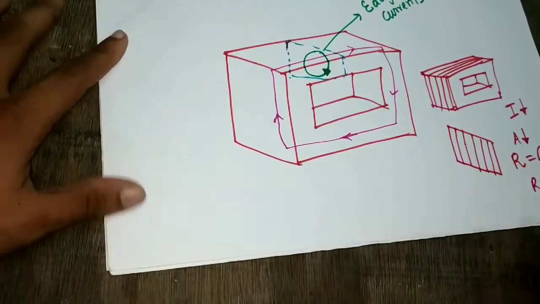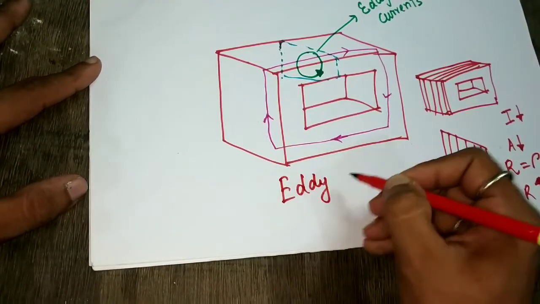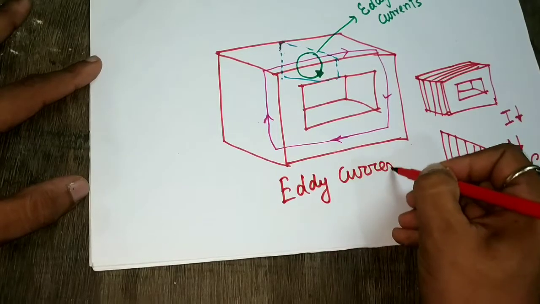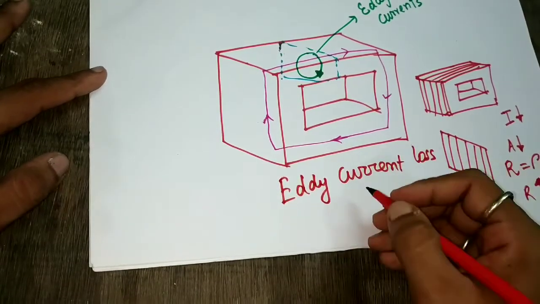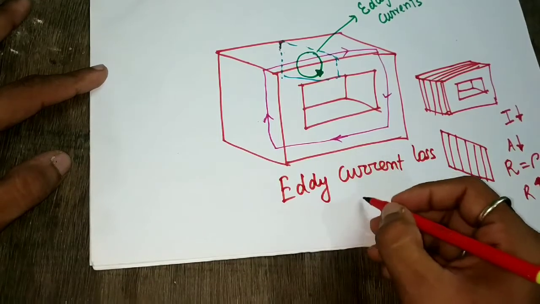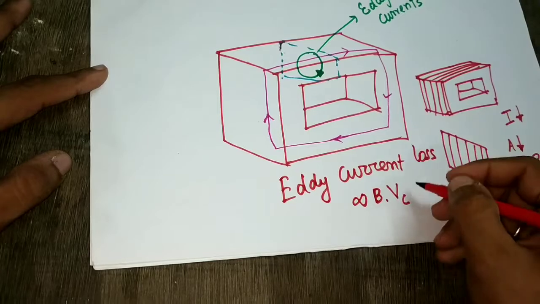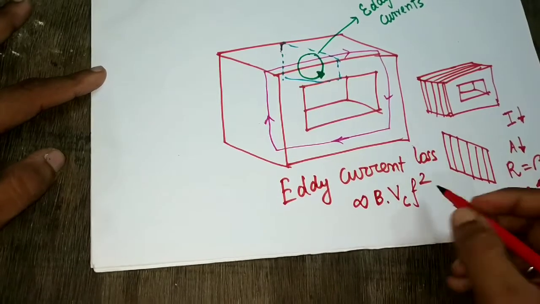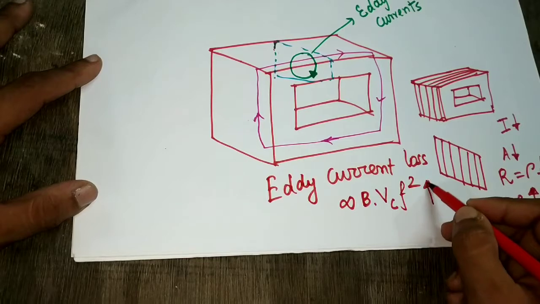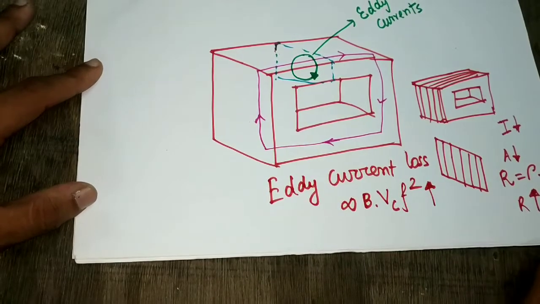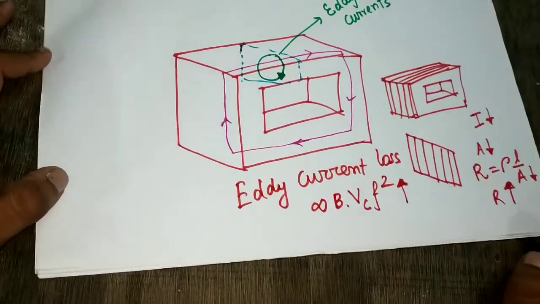And for eddy current loss, which is proportional to B, the core volume, and frequency square. So if we increase the frequency, then the eddy current loss will increase to a greater extent.